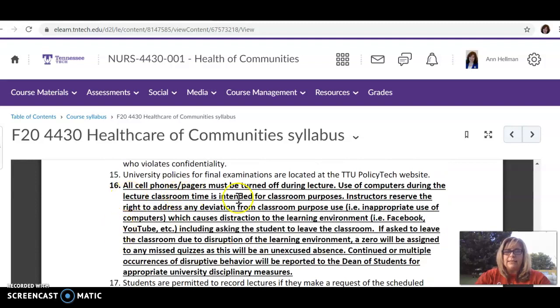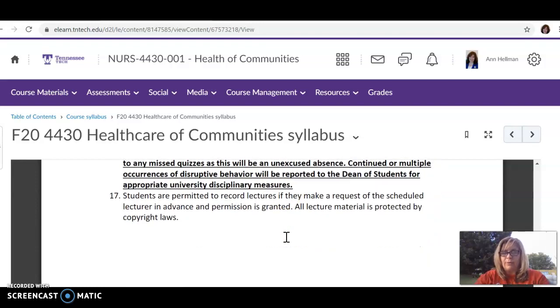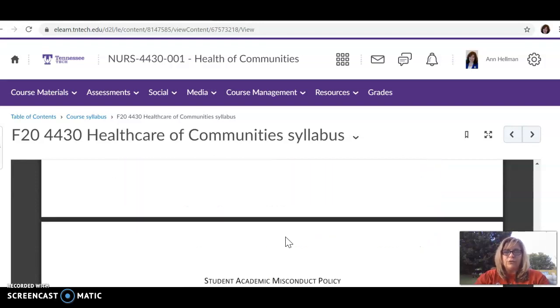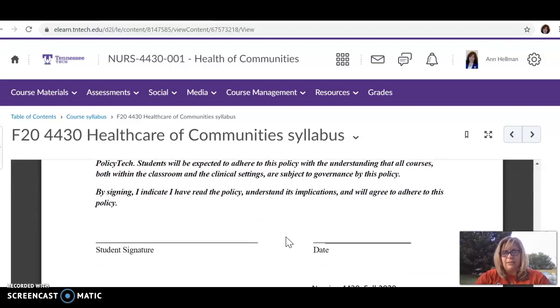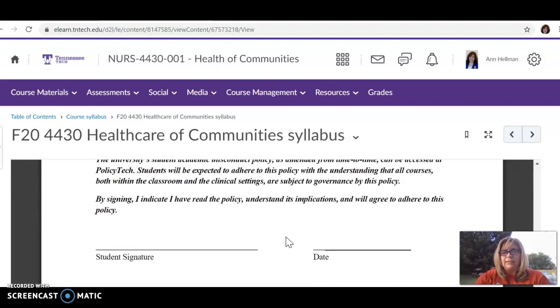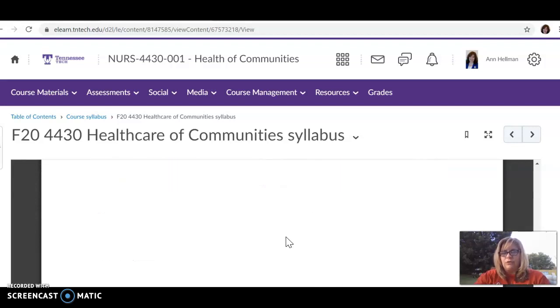On 16, yes, all cell phones and pagers are turned off. I'm okay for them to be on vibrate, particularly if you're someone who is the primary caregiver for, or you have children that are in the local school system. So I just want you to leave them on vibrate as long as you are not repeatedly texting, looking down, laughing, surfing, that type of thing that disrupts the class. I'm okay with that. All of our lectures will be Zoom recorded this semester. You will need to print this off and drop it in the corresponding Dropbox.